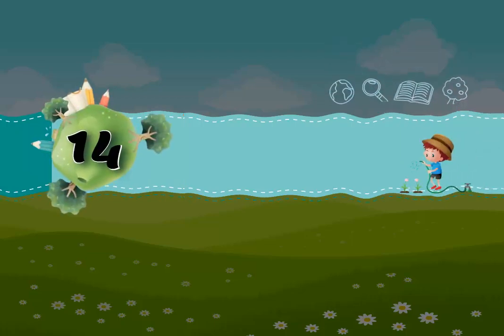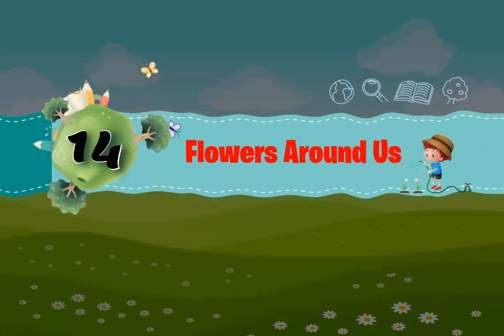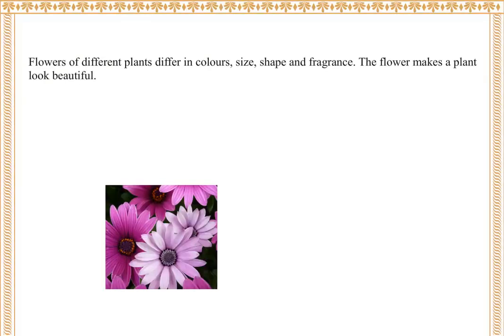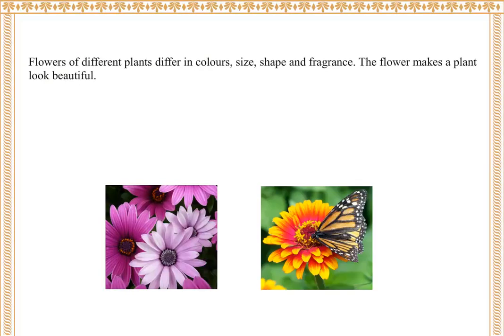Chapter 14. Flowers around us. Flowers of different plants differ in colors, size, shape and fragrance. The flower makes a plant look beautiful.